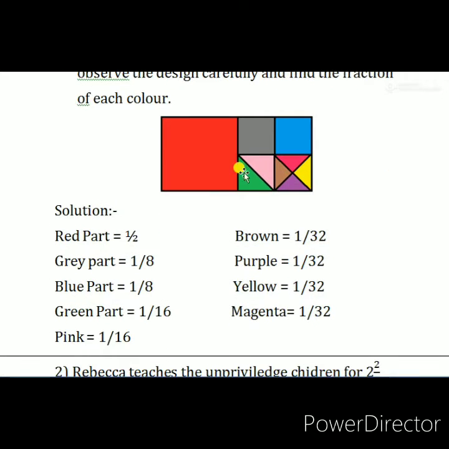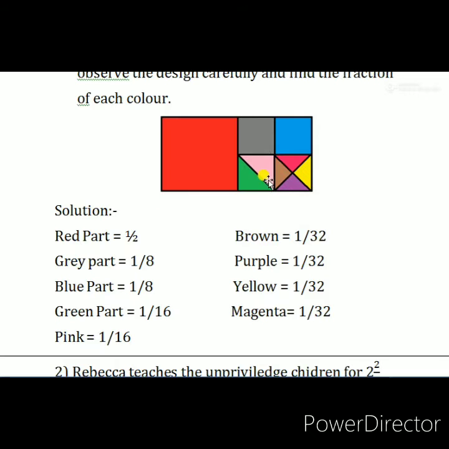First is red color. If we imagine that this red color is one part of the full rectangle, the remaining part is given different colors. So we can take this as a whole of two parts. If we take this rectangle as two parts, half of the rectangle is red. So we can write the fraction of red color as half.